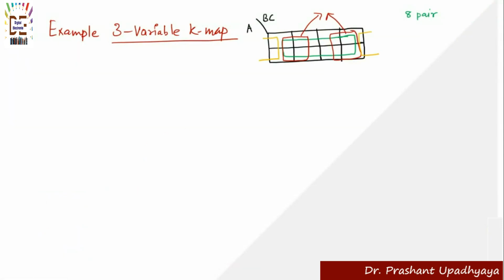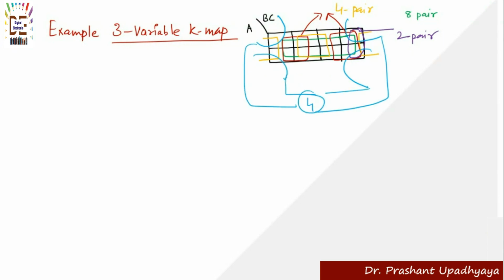So I can have a 4 pair like this also. So how are we doing it? Finally, you can have a 2 pair. I'm not drawing every possible 2 pair, but you can have 2 pairs also. And even you can have a 4 pair like this also. 1, 2, 3, 4. This will also be a 4 pair. So whenever we are solving this K-map, we have to see what are the possible combinations.